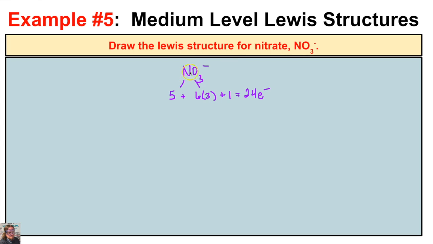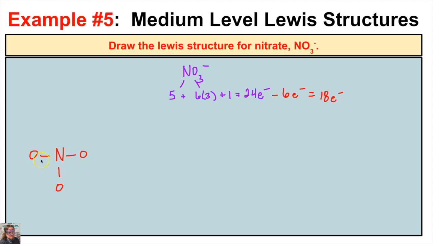So let's take a look. Which of these two is the least electronegative element? It's going to be nitrogen. And so we're going to place nitrogen at the center here. It looks like it's bonded to 3 oxygens. So we'll place 1 here, we'll place 1 here, and we'll place 1 here. So we've just used up 2, 4, 6 electrons to draw our skeleton structure here. So we'll subtract 6 electrons, and that's going to leave us 18 electrons left over, making sure that we satisfy the octet rule for each one of these atoms.